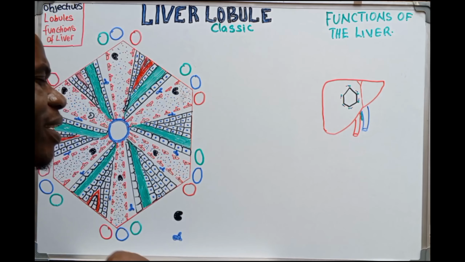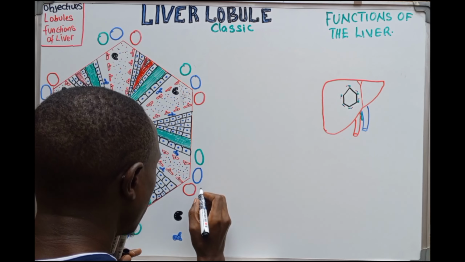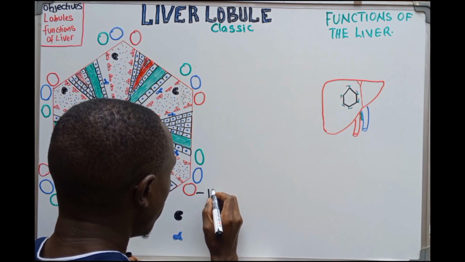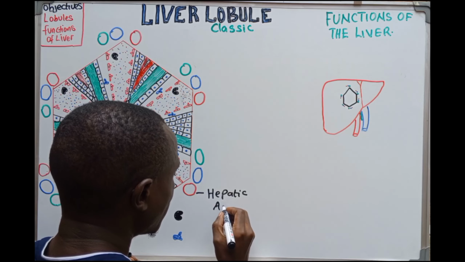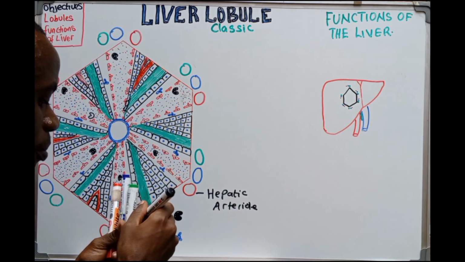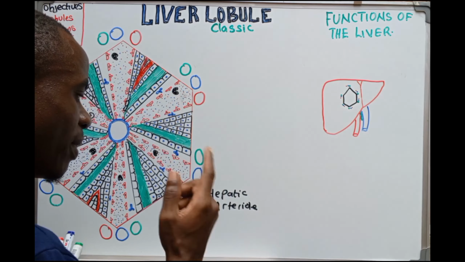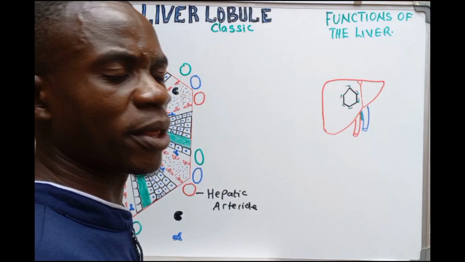So now this one is going to be a tiny arteriole from the hepatic artery proper. This one here is what we call the hepatic arteriole, meaning that it was coming from the hepatic artery proper. And then this one here is now a tributary from the portal vein.